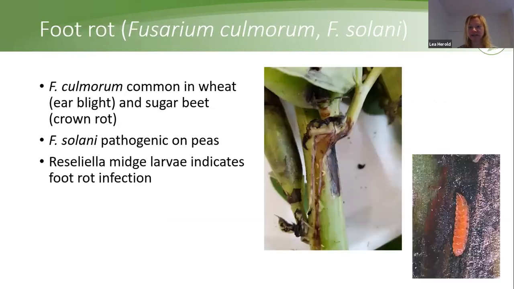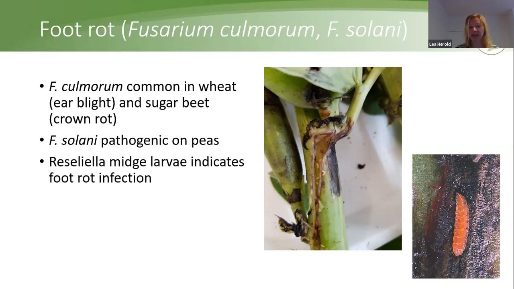The last disease to talk about is foot rot. Foot rot is a soil-borne disease, and the two main pathogens causing it are Fusarium culmorum and Fusarium solani, but there's indication that more Fusarium species are potentially involved in this. Fusarium culmorum is also common in wheat and sugar beet, and Fusarium solani is pathogenic on peas. It is important to note, though, that under normal circumstances, these pathogen isolates are host-specific, which means that the Fusarium culmorum that infects wheat would not affect beans or vice versa.